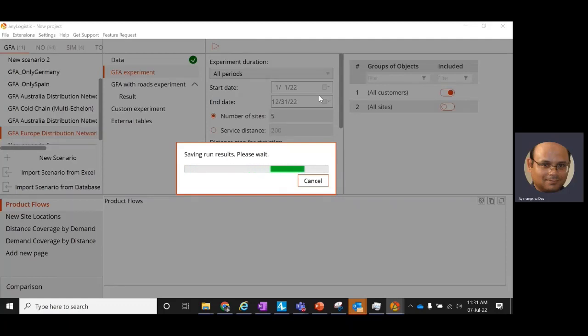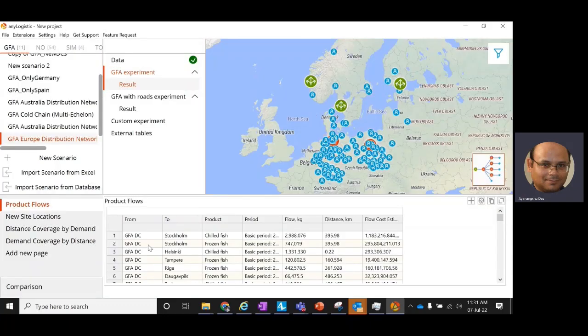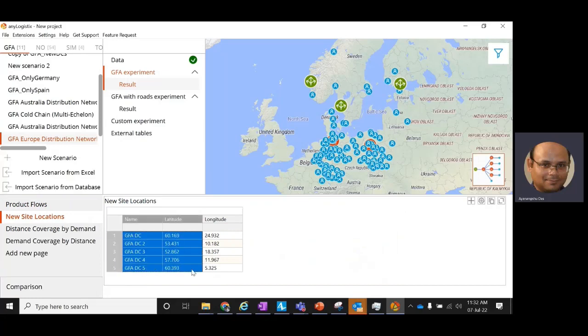suggests based on the center of gravity methodology. What it does is that it senses the demand and the current location of the customers, and based on that, it shows where the new DCs should be located. We see there are 5 DCs that it has suggested, and it shows which DC can serve which customer of which product and how much quantity, what is the distance to be covered, and it also shows the new site locations in a summary, with their latitude and longitude.